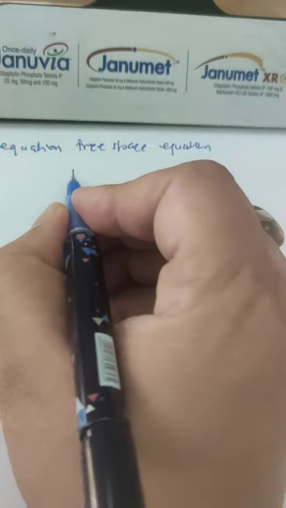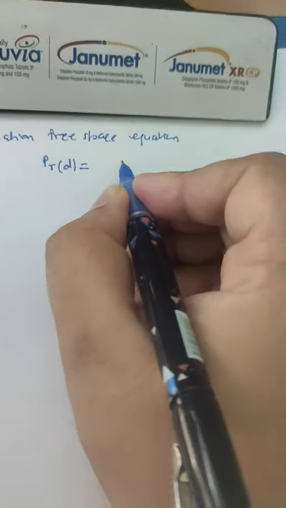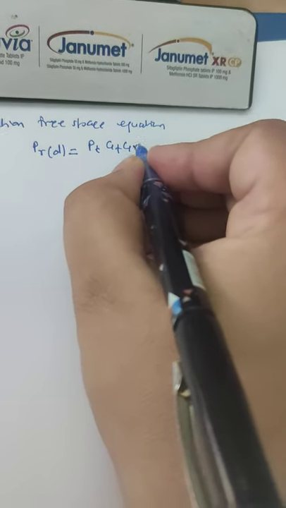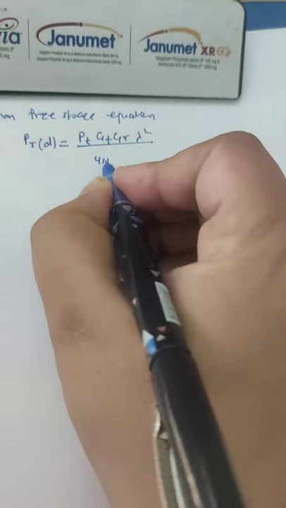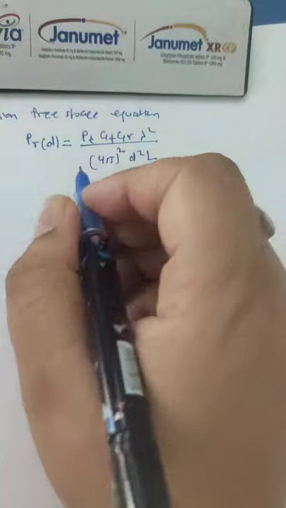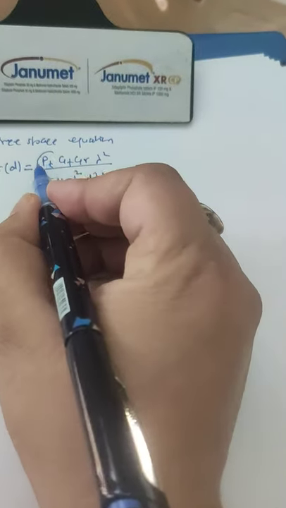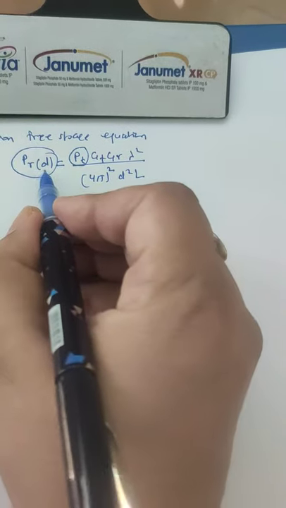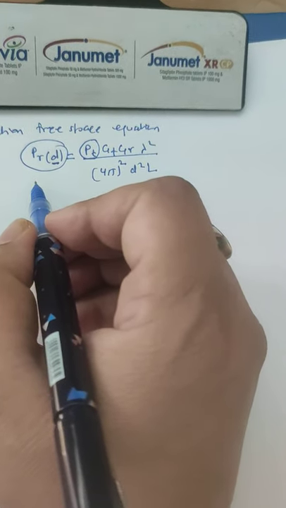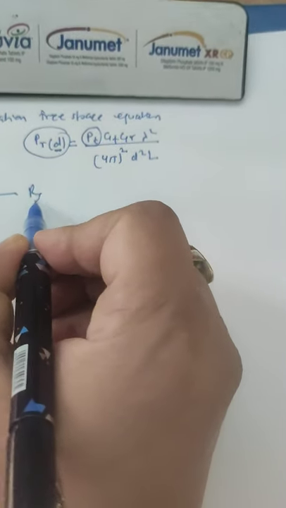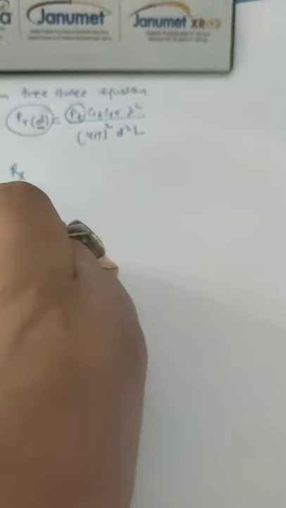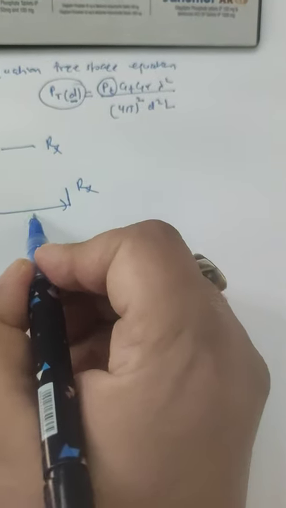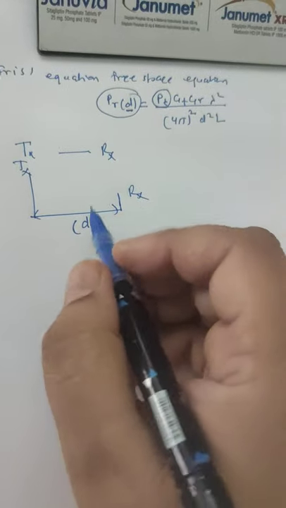This equation is given by P_r, the received power, is equal to the transmitted power, gain of transmitter, gain of receiver, lambda square upon (4 pi)^2 d square L, where P_t is the transmitted power and P_r at distance d is the received power, which is a function of the transmitter and receiver separation distance d as shown in this diagram.